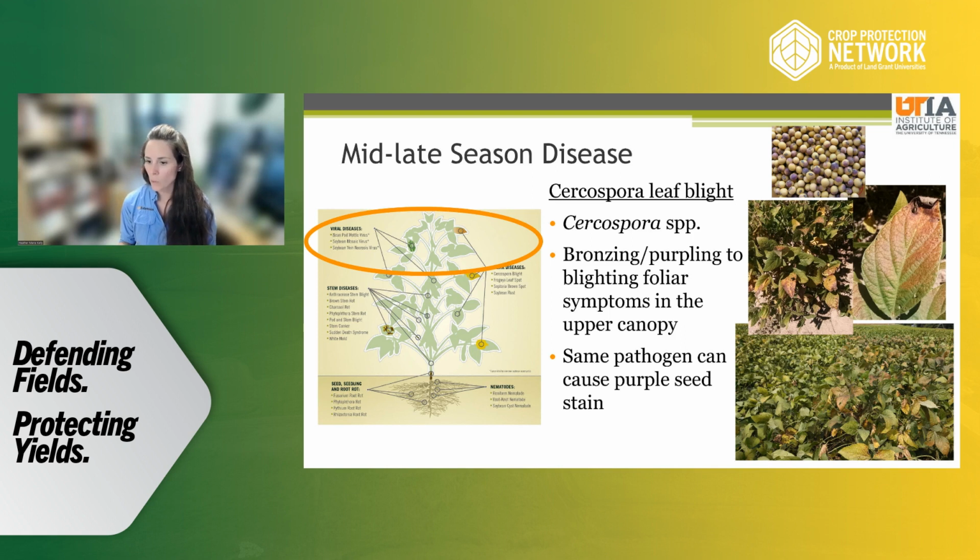The picture on the bottom right is showing again two varieties side by side, where the variety on the right is susceptible to Cercospora leaf blight, and you see that bronze and purple in that variety compared to the variety on the left. This same pathogen can cause purple seed stain, pictured at the very top in the seed there. But just because you see the foliar symptoms doesn't necessarily mean you will have it on the seed, as well as vice versa. You might have it on the seed without seeing the symptoms on the leaf.